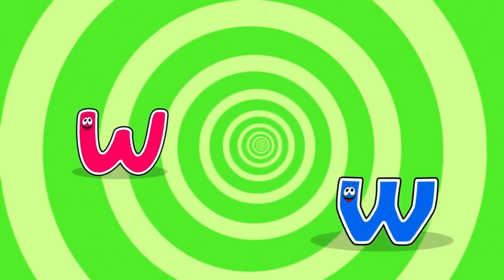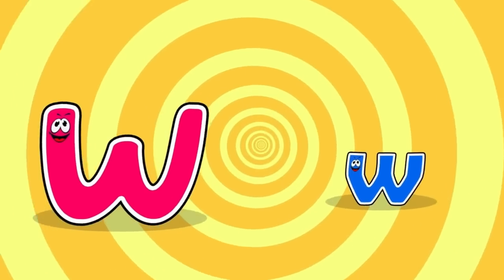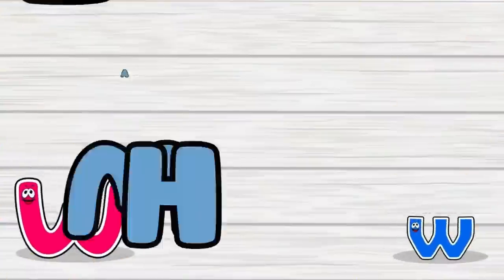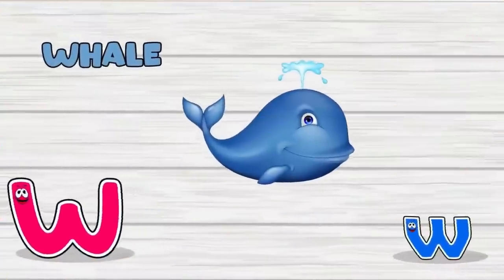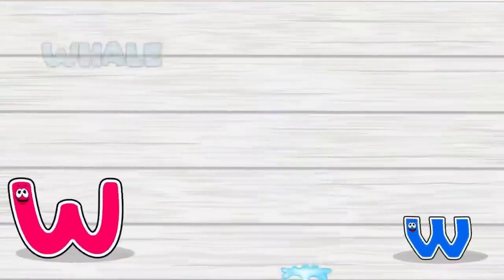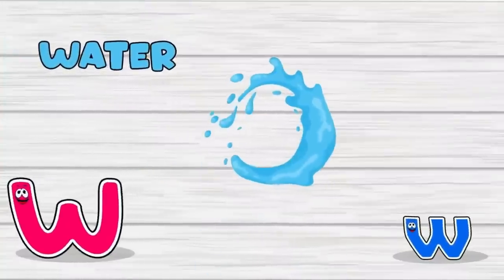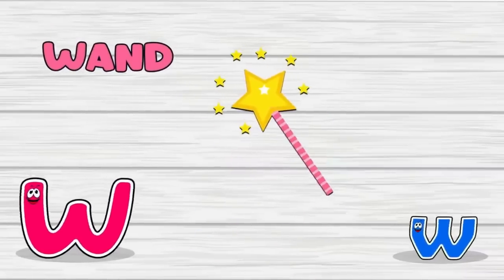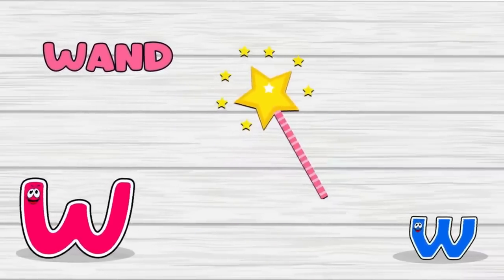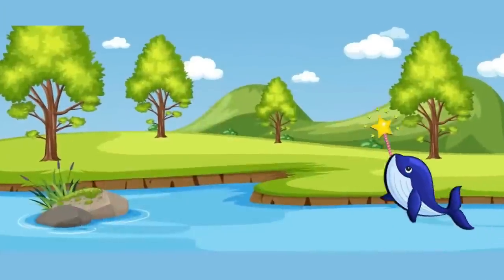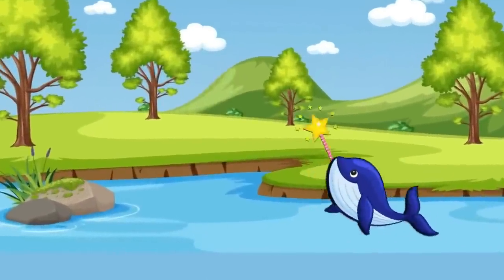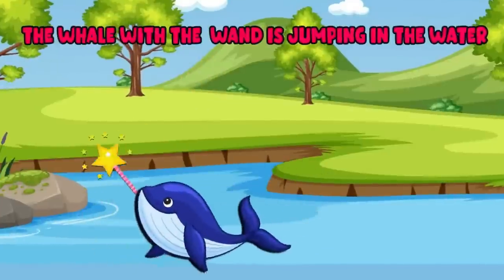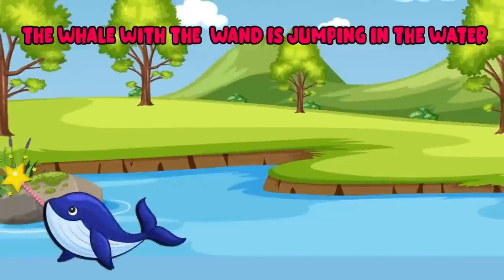W sounds wa. W is a whale. Wa whale. W is in water. Wa water. W is a van. Wa van. The whale with the van is jumping in the water.